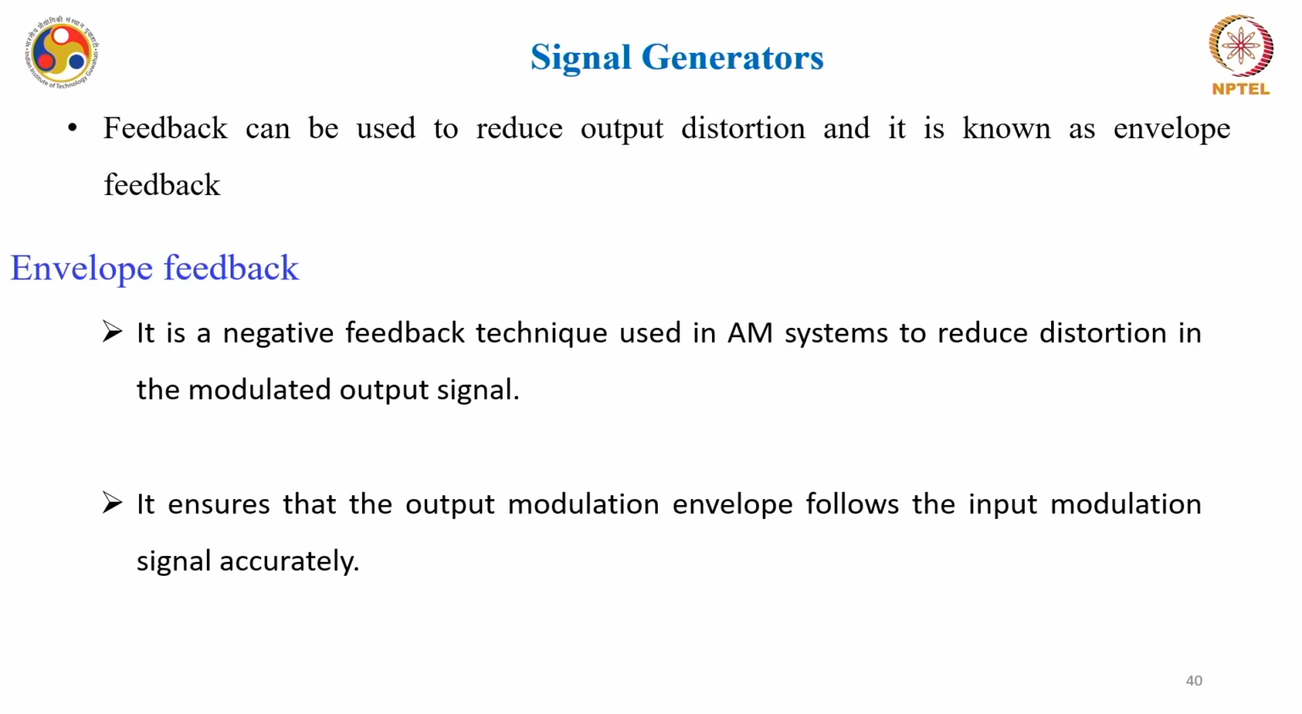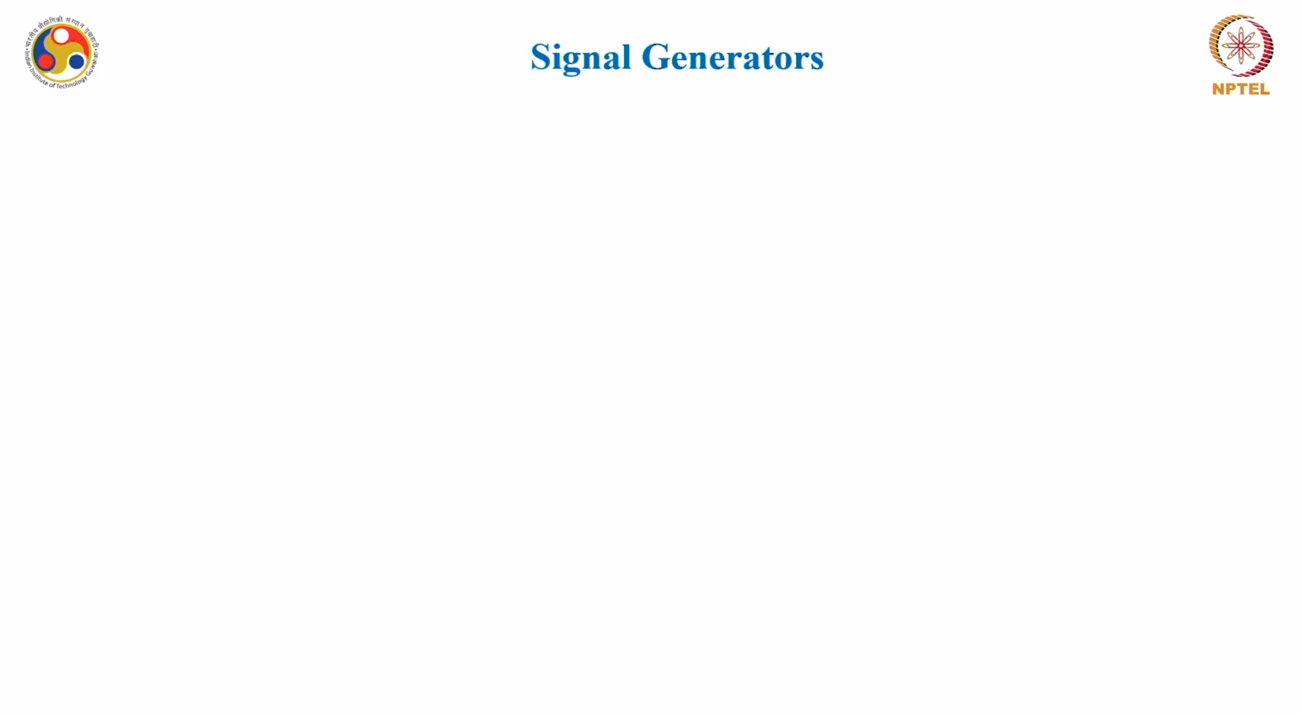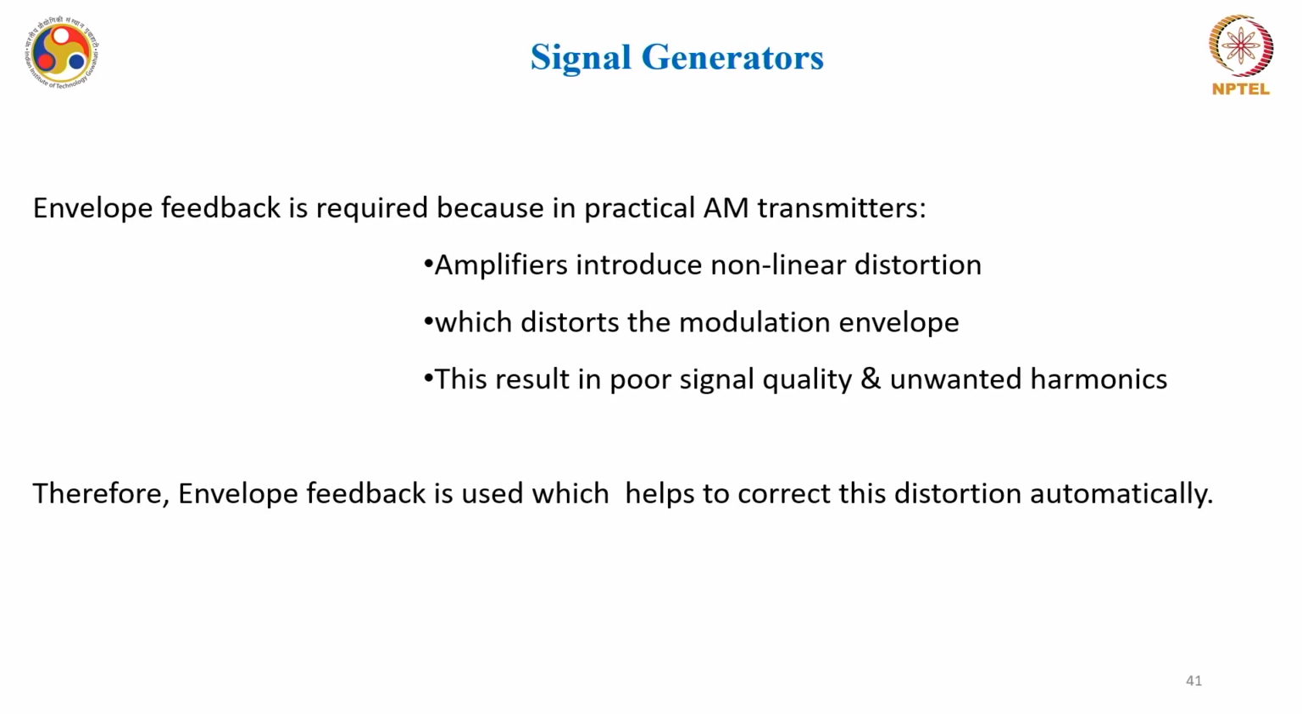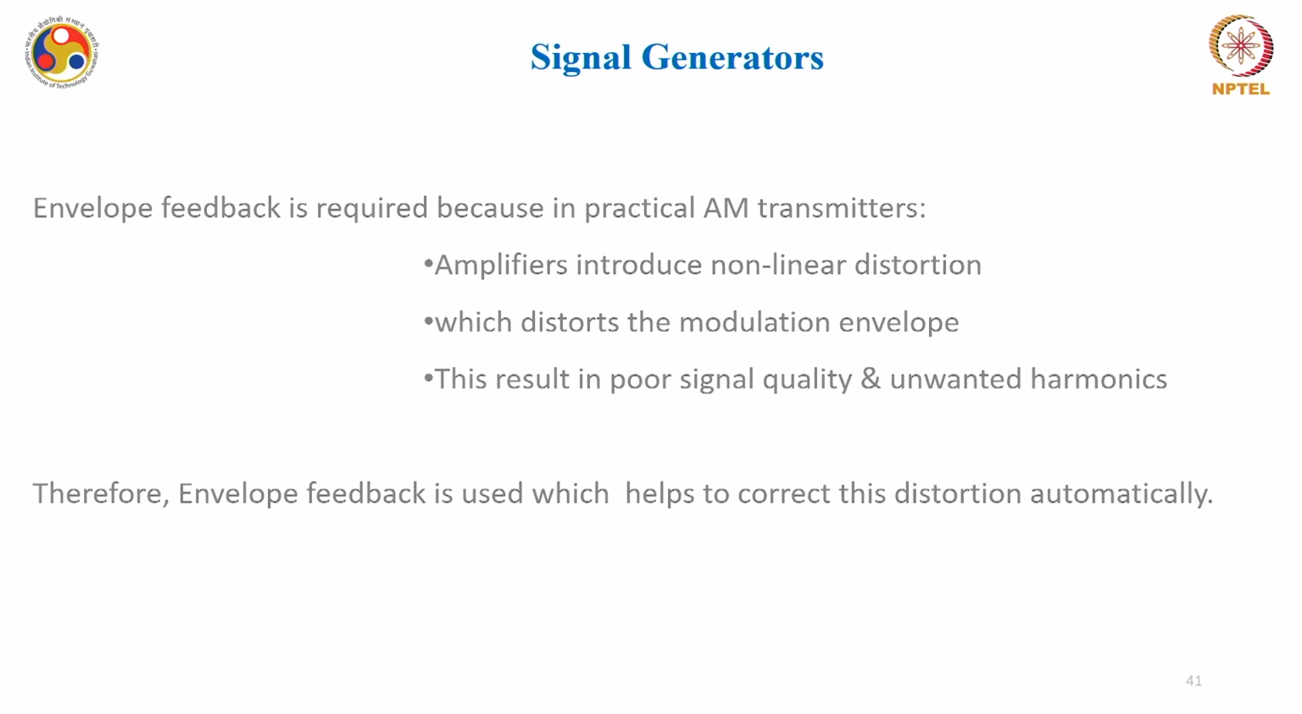So, envelope feedback is a negative feedback technique used in the amplitude modulation system to reduce distortion in the modulated output signal. It ensures that the output modulation envelope follows the input modulation signal accurately. Envelope feedback is required because in practical amplitude modulation transmitters, amplifiers introduce nonlinear distortion which distorts the modulation envelope, and this results in poor signal quality and unwanted harmonics. Therefore, envelope feedback is used, which helps to correct this distortion automatically.